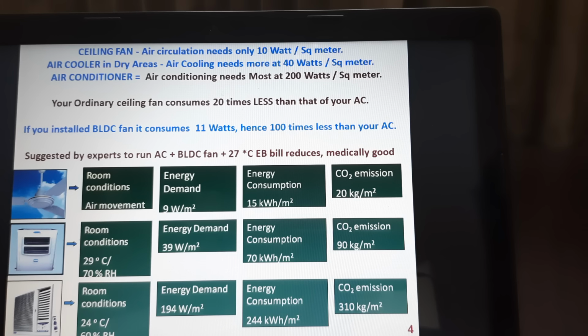That is why HVAC experts suggest running an AC with a BLDC fan and raising the temperature to 27 degrees Celsius, so that the electricity bill can be reduced, and medically it is also good for our human health.